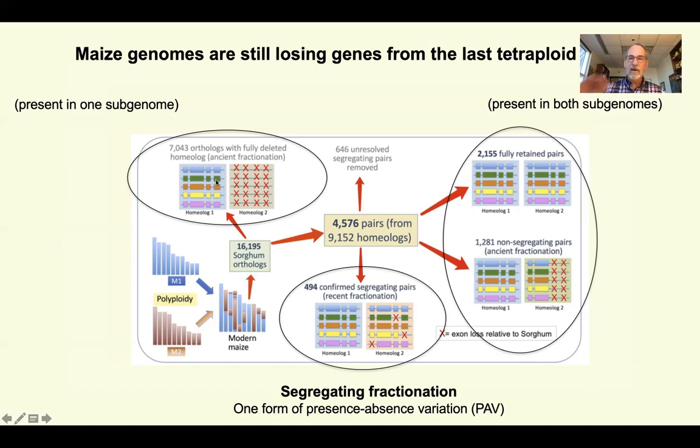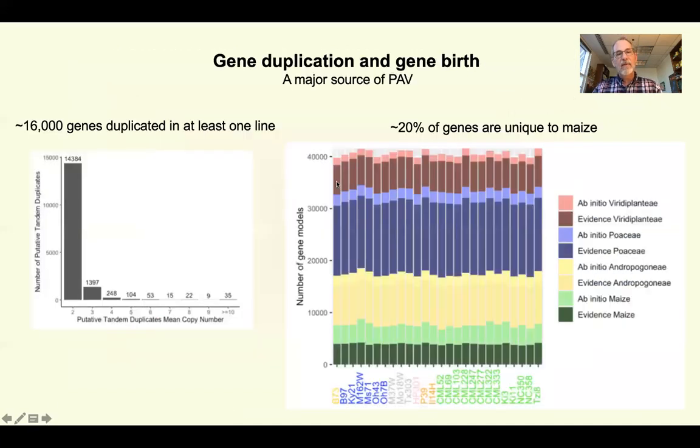So that's one source. The ongoing fractionation process creates PAV. Another source of presence-absence variation is simple segmental duplication, basically tandem duplication of genes. That's the type we know we see in corn a lot. And we've observed that 16,000 genes in corn were duplicated in at least one line. That's a very large number of duplicates. And then we also saw the creation of new genes, or I would say evolutionarily young genes, which are present only in corn. This is true for all species, but we were able to, with so many good assemblies, estimate it pretty well here in the NAM lines.